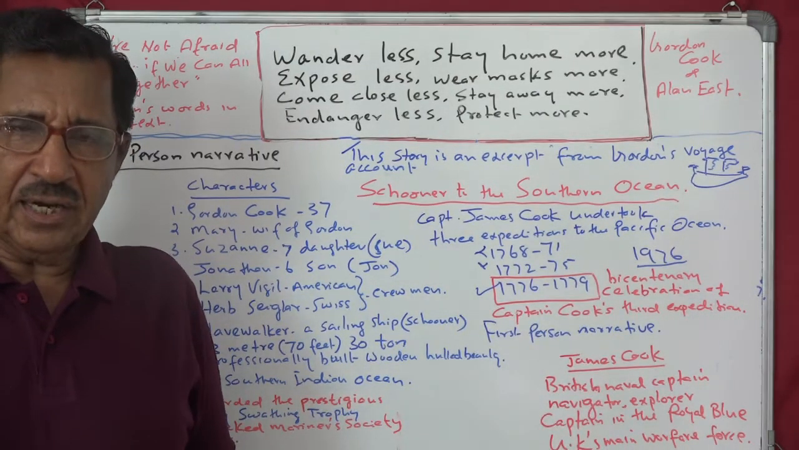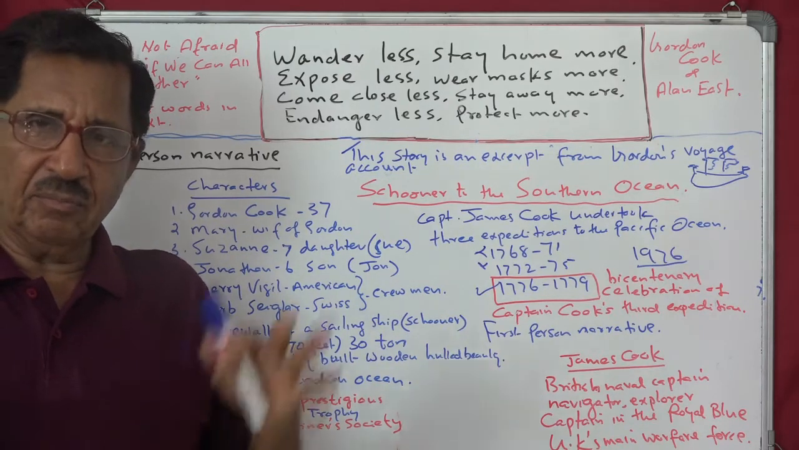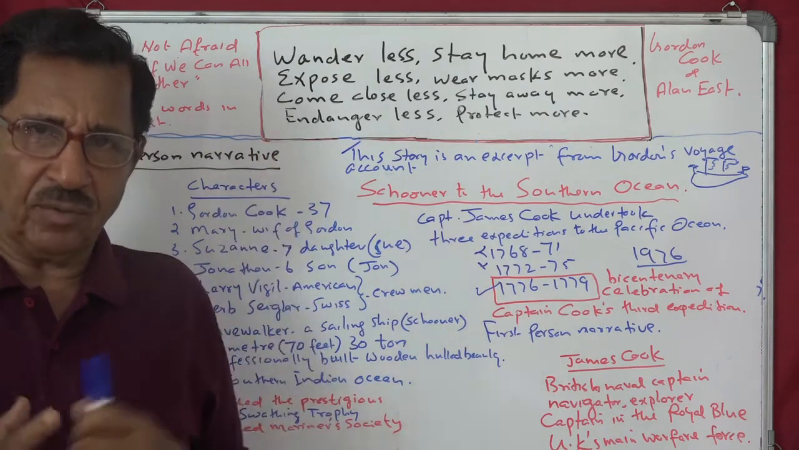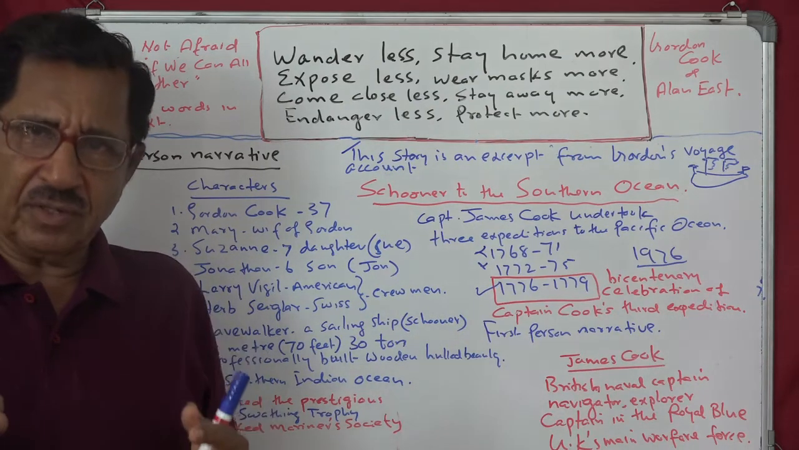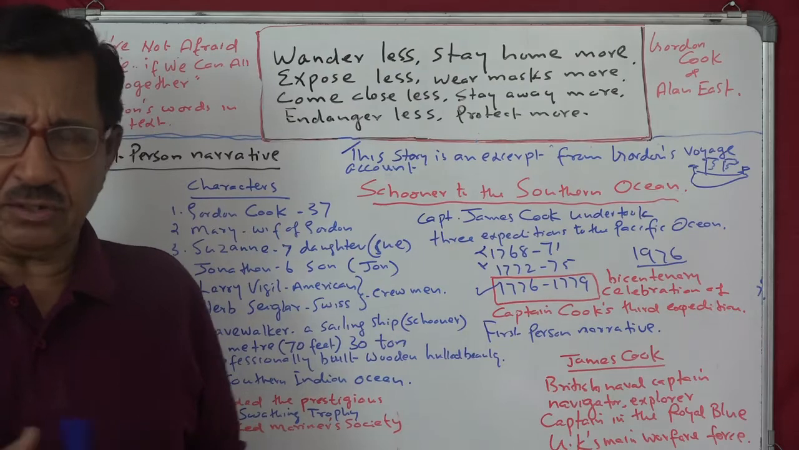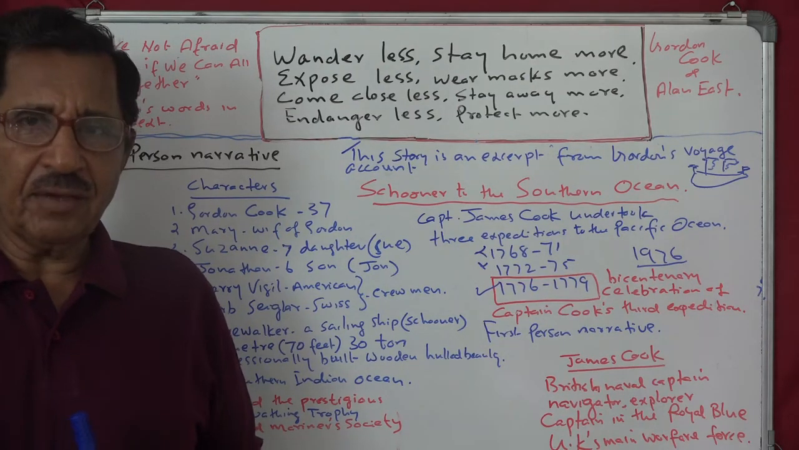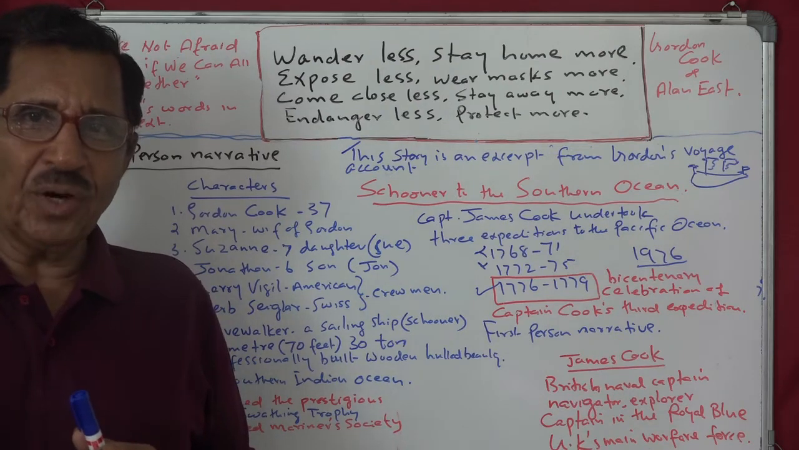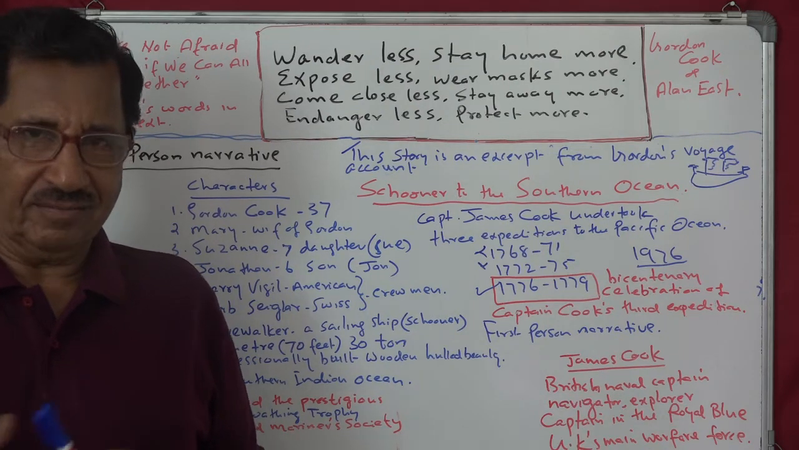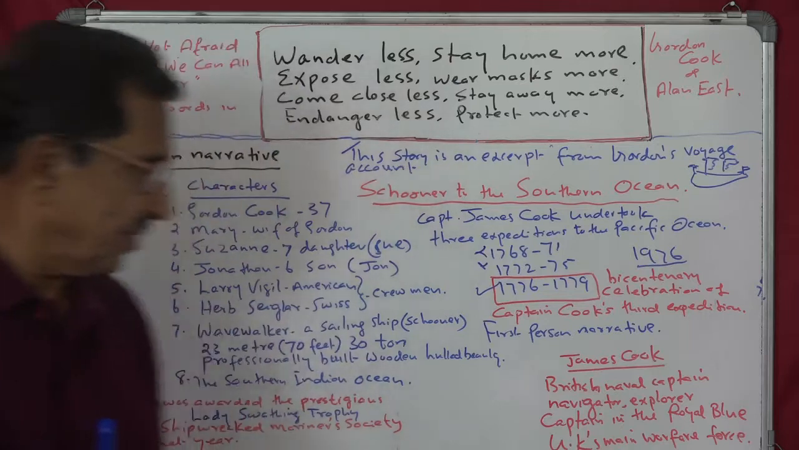So Gordon had vowed that he would make a ship of his own. It would be professionally built, that means built with expertise by experts. And that was a very beautiful ship, and he called it Wavewalker. Understand? Now, that's the background.